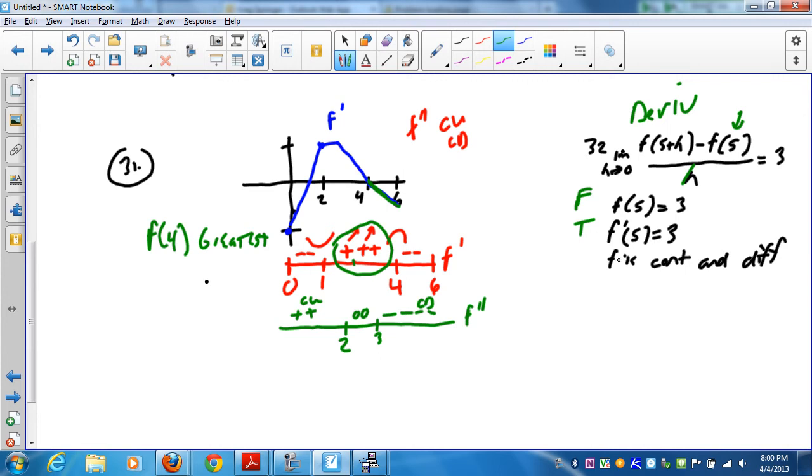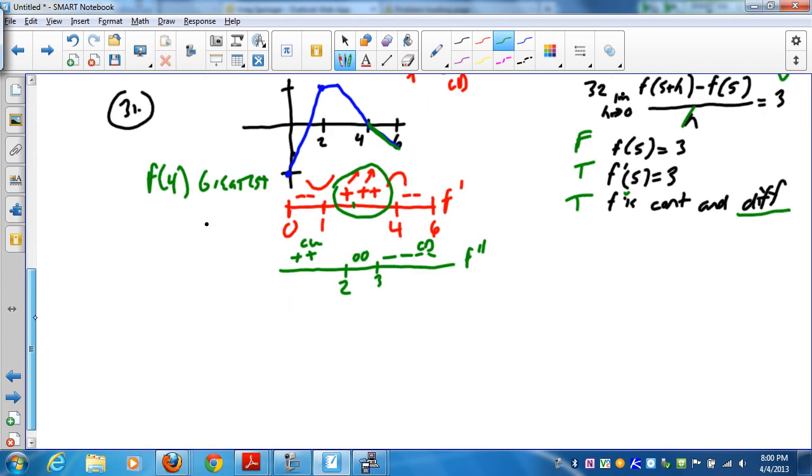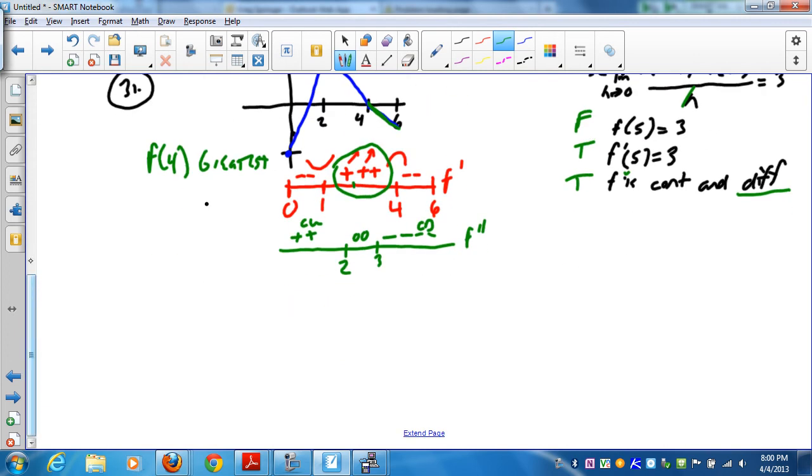That's true. Now the question you need to think about is, if you can take the derivative, is the function continuous? And is it differentiable? Well, you know it's differentiable because you have a derivative. And in order to take the derivative, one of the conditions is that it has to be continuous at that point. So that's 32 for you. Okay.